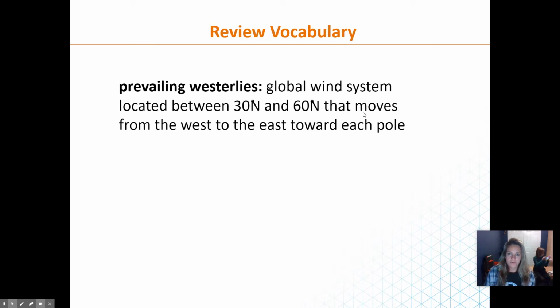All right, so just a review word, prevailing westerlies. The reason we're talking about this is because this is what causes the wind pattern, but it causes the ocean currents to curve similar to the Coriolis effect. So we'll look at that today.